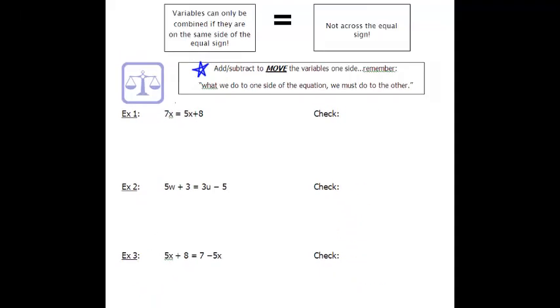Example 1, I'm going to draw my Great Wall of China here to keep myself organized. And I'm looking at this and I have a 7x on one side and a 5x on the other. I need my x's all on one side. So I like to keep my coefficients positive, so I try to strategize and figure out which side to move them to. I'm going to move the 5x to the left by subtracting 5x from both sides.